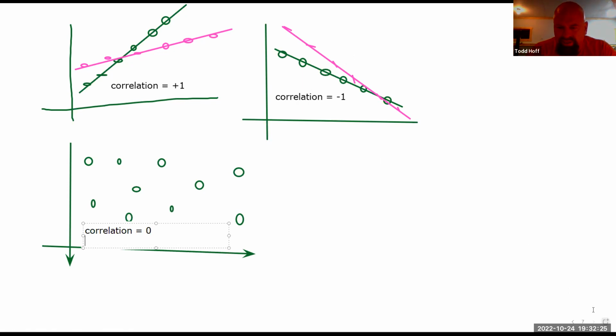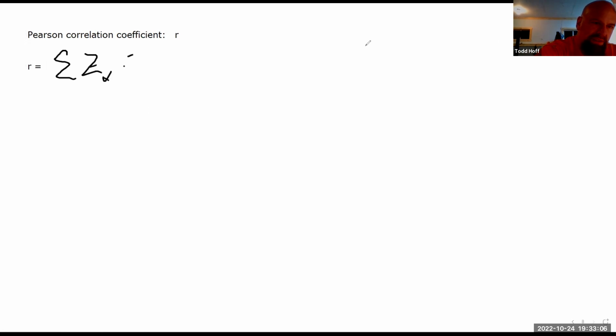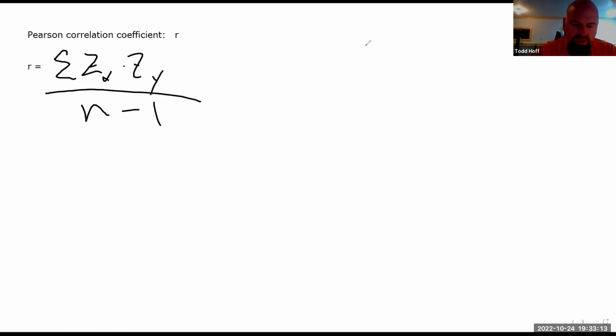So let's look at calculating that Pearson correlation coefficient. So there are a couple of formulas. Typically, it's either a little r or a capital R. I've been taught to use little r. So the little r means Pearson correlation coefficient. And it is going to be the sum, I'm just going to write this out, of the z-score of the x value times the z-score of the y value for each of the points divided by n-1.